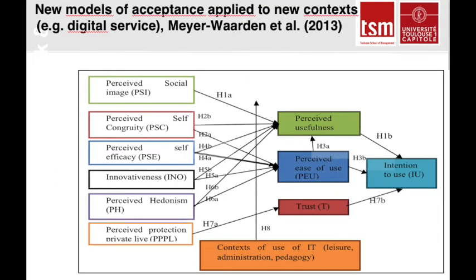So we applied this extended model to a digital service from the processor producer Intel. And we actually validated the impact of social image, self-congruity, efficacy, innovativeness, hedonism, and perceived privacy concerns, or perceived protection of private lives, on perceived usefulness, and subsequently on the intention of use. We also showed that this impact of these variables varied according to the context of usage of IT, namely leisure, administration, and pedagogy.